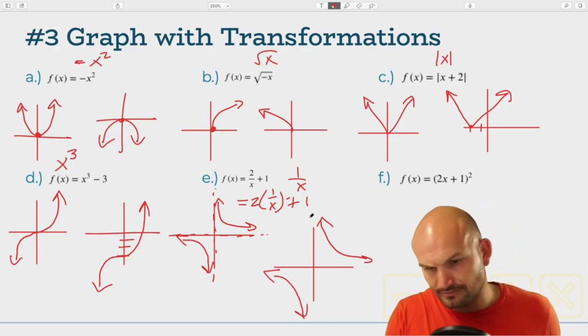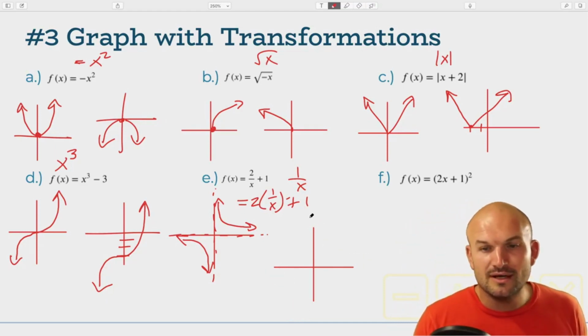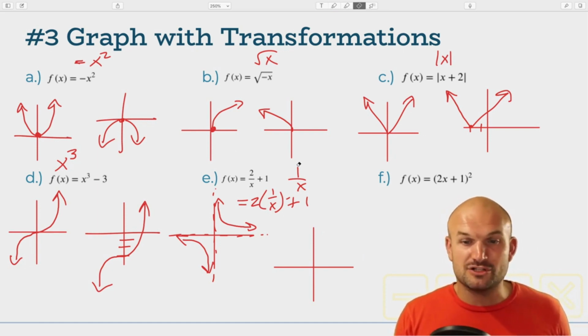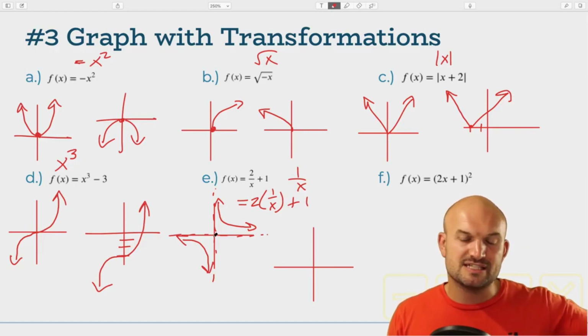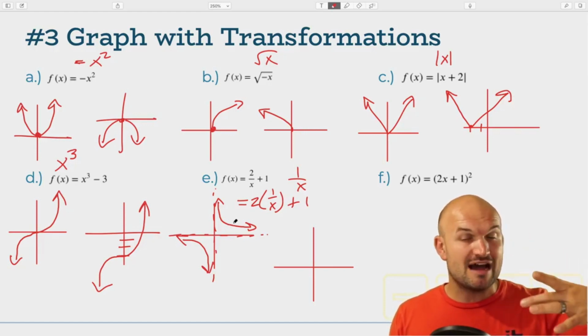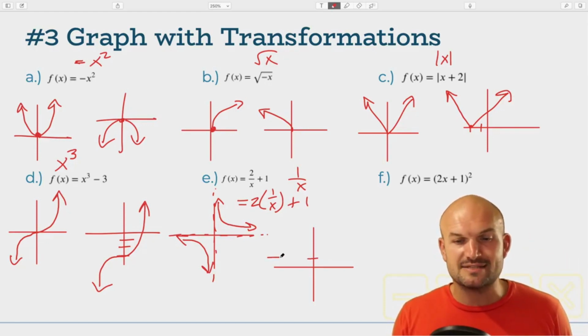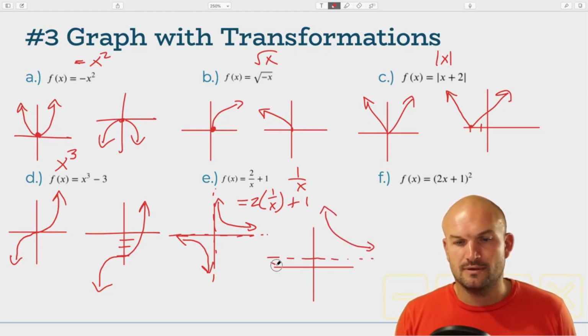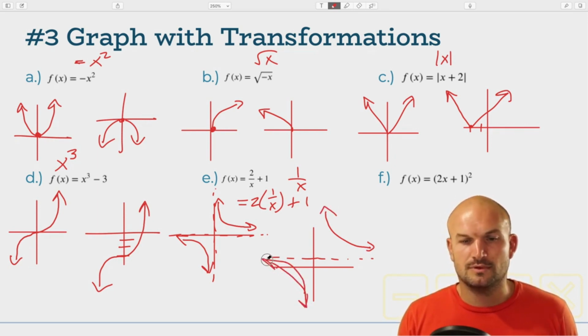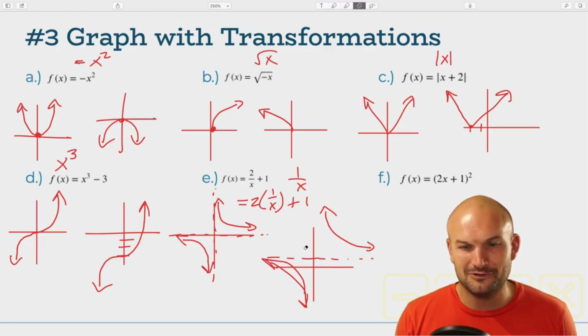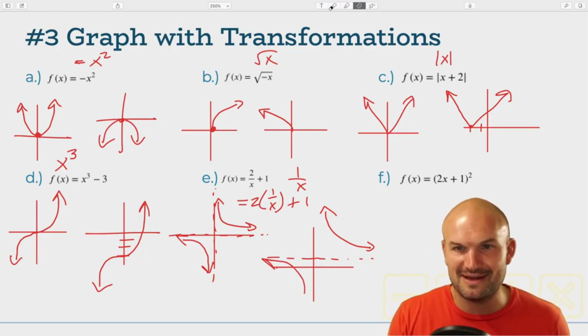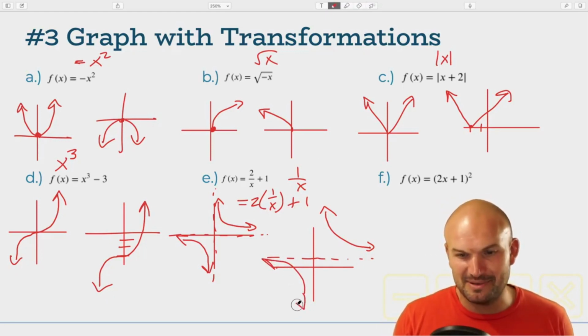Oops, I'm sorry. And then also, now we're adding a 1 outside the function, so the graph is being shifted up 1. Now, the reason why I wanted to bring this up is because if you shift the graph up 1, not only does the graph move up 1, but so does the asymptote. Okay, so that was the important thing to bring up there. That's a horrible graph, but hopefully you guys can make some sense out of that one. Sorry, it's a tough one.